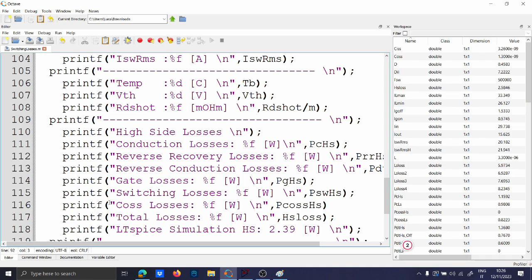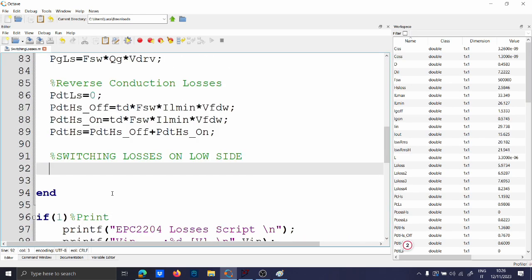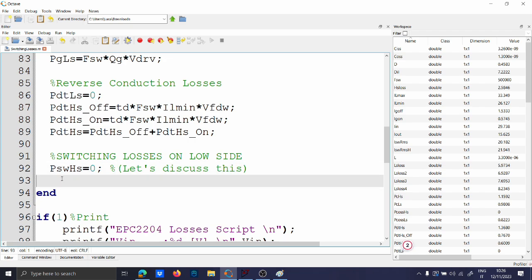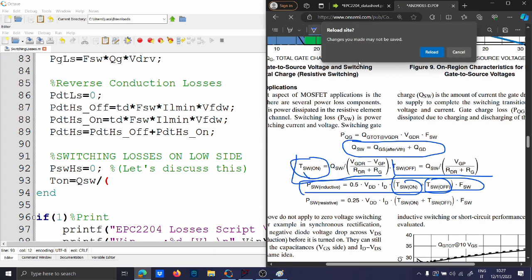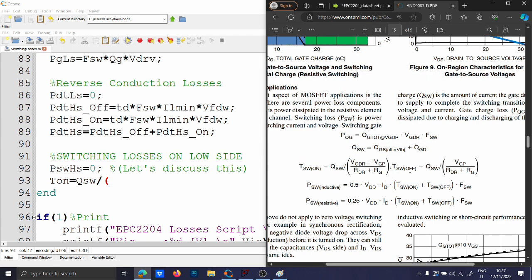So the switching losses for the high side, as I said before, P switch high side is equal to 0. Let's discuss this. And we have to calculate the T on, which is the Q switch over the. Now let's check again. Can I reload? Reload.